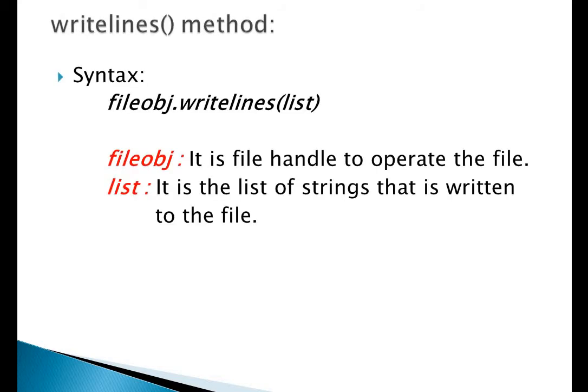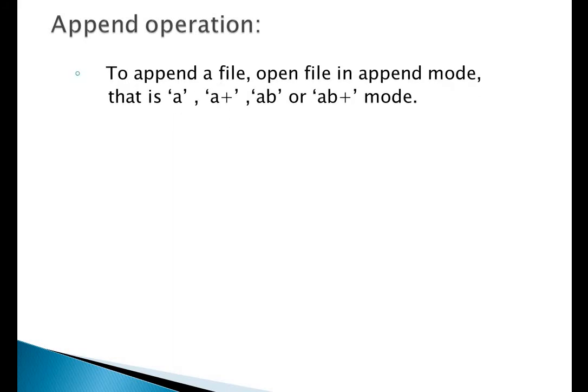Opening the file in write mode: if you open a file in write mode, every time we will start writing from the beginning of the file. That means the previous content of the file will be overwritten. So this is the drawback of opening the file in write mode. If you want to append to the file, we need to open the file in append mode instead of write mode.